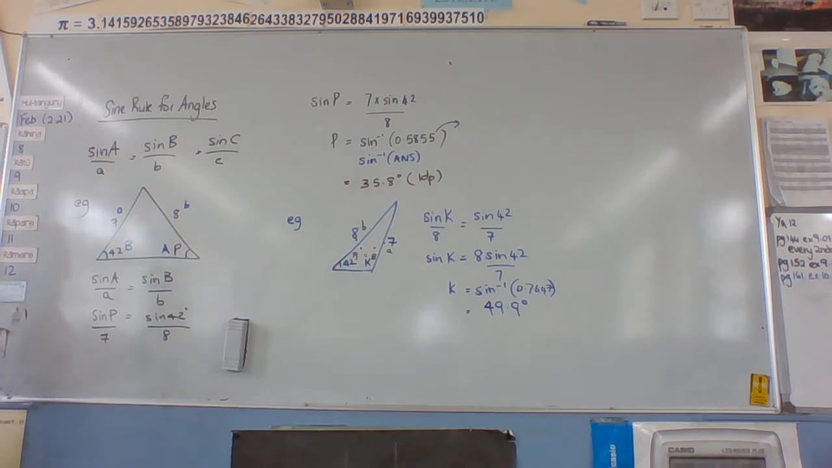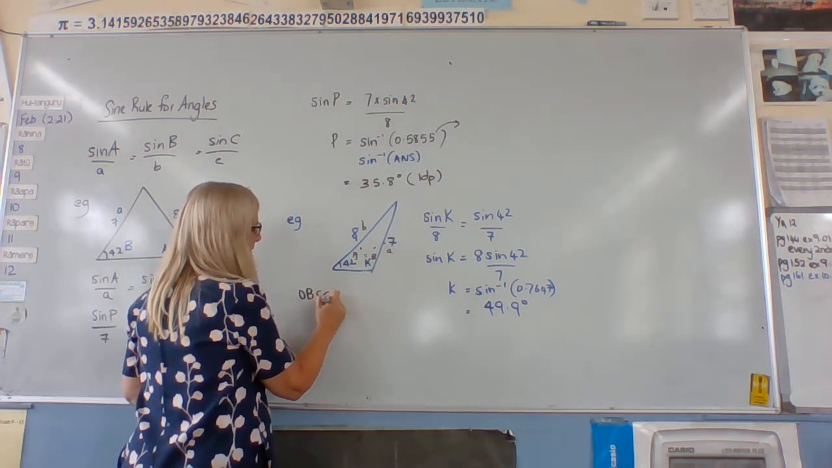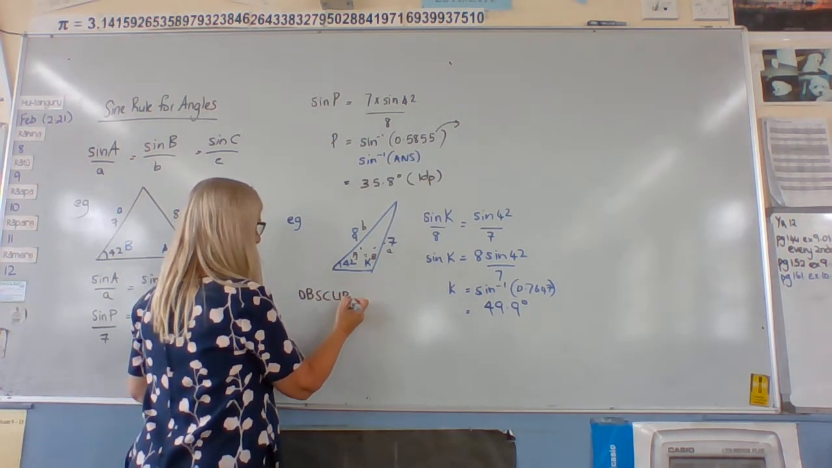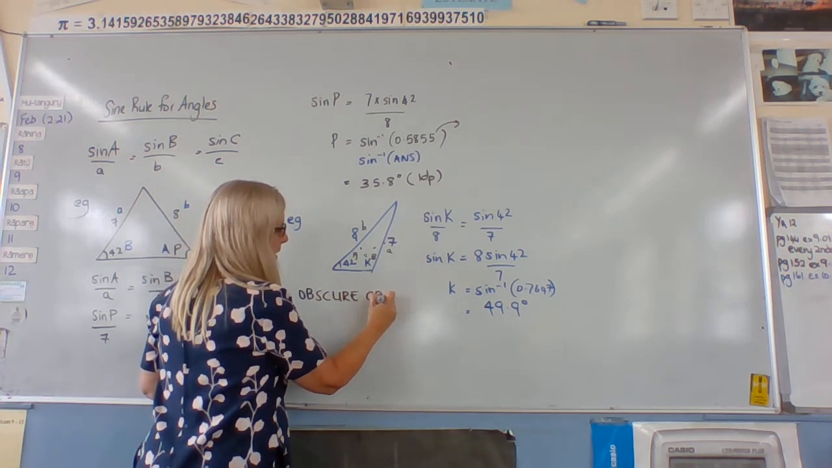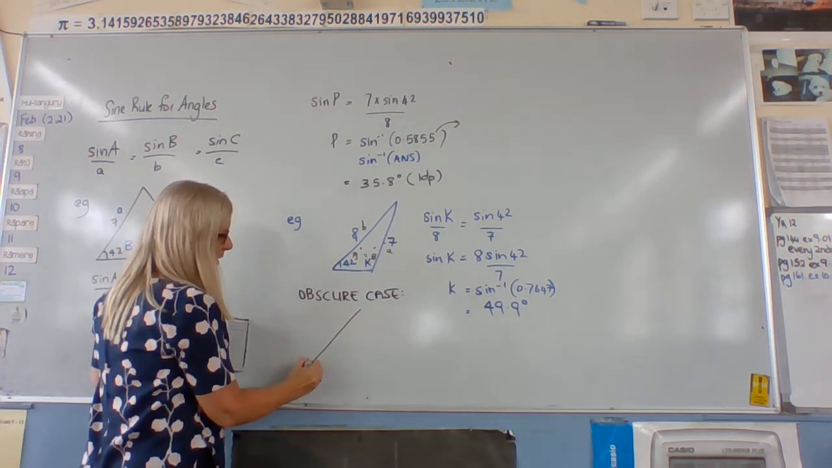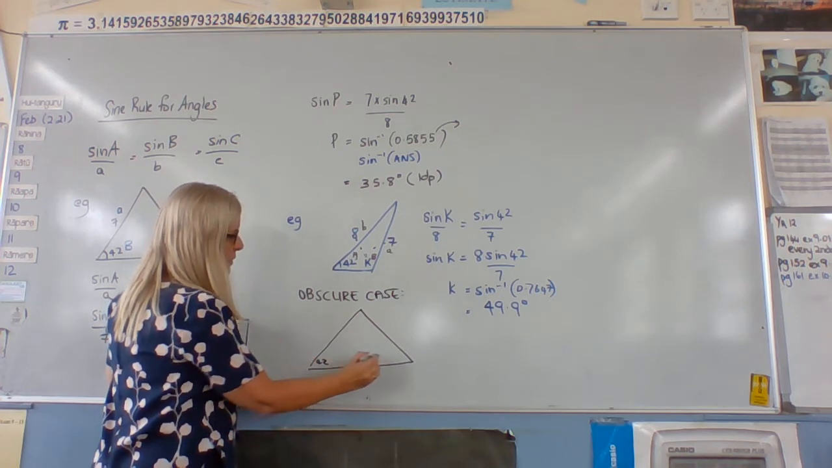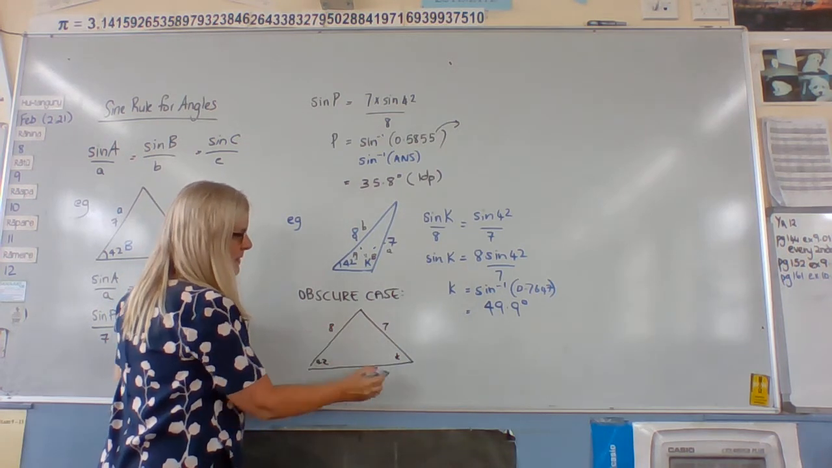So even if I'm the worst drawer in the world, it couldn't be 49 because 49 is what sort of angle? It's an acute angle and that is an obtuse angle. So this is called the obscure case because it's hidden. What actually happens when we do our calculator is that it comes out with this one, it finds this K.